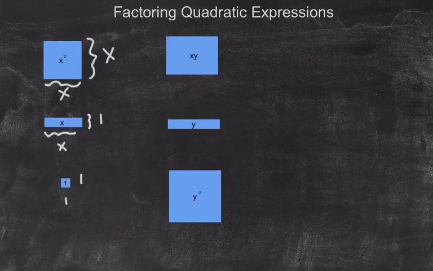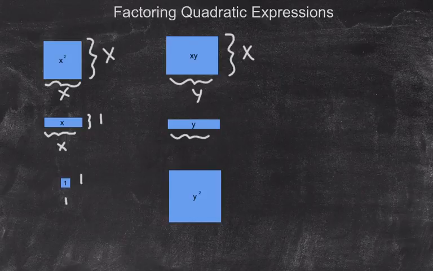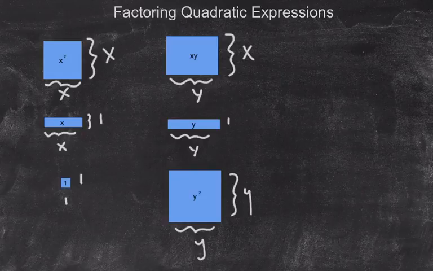We've got an xy tile up here that has dimensions x and y. The y tile is y by 1, and the y squared is y by y. The lengths labeled x and y can't be measured by our unit tiles, even if we could match them up physically, because they're meant to represent unknown quantities.